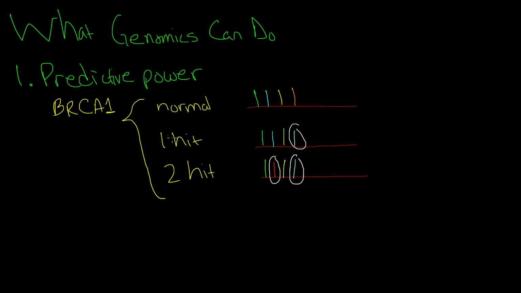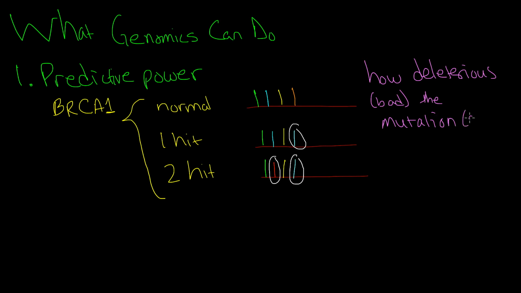So what's the difference between the one hit and the two hit? Well, an important distinction to make is that how deleterious, which really just means bad, I'll just put that in parentheses, how bad the mutation or mutations are, because you could have multiple ones, depends on how many and where they are. So how many mutations you actually have and where they are.